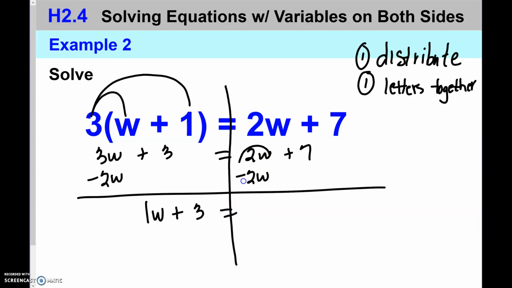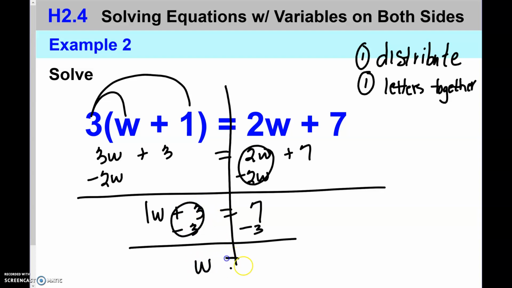And over here, these w's are going to cancel out, and we have 7. So now we need to move that 3 away from the w. So this says plus 3, so we are going to subtract 3. Now remember, 1w can be written as just w, and 3 minus 3 is 0, and 7 minus 3 is 4. So w equals 4. All right, so we did distributing first, then we got our letters together.